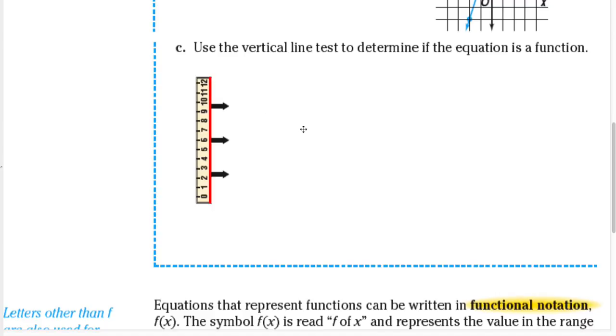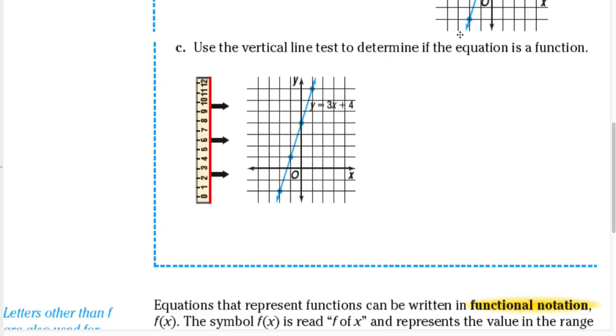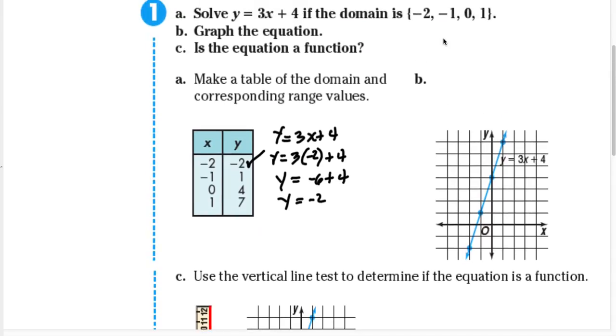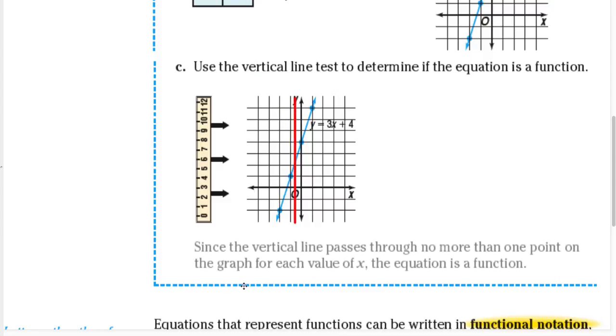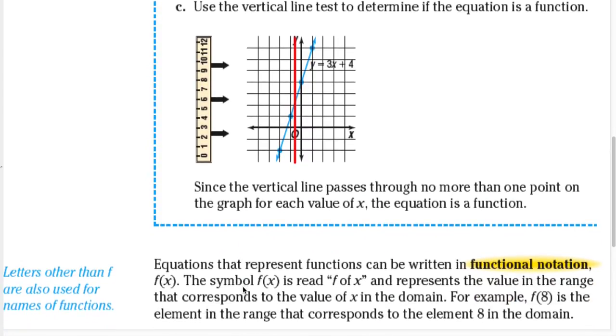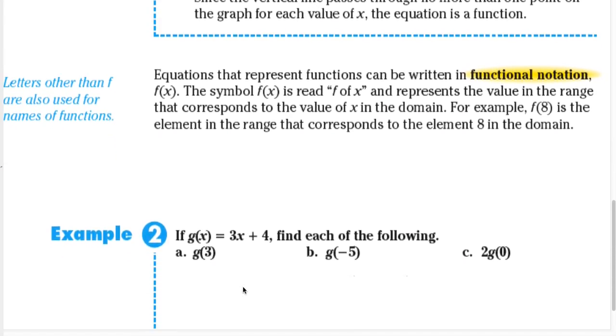So we get our ruler again, which creates our vertical line, and this is our graph from letter B, and we simply move that vertical line over to see if it intersects that line at exactly 1 point, and yes, it does. So this is considered to be a function. See, the vertical line passes through no more than 1 point on the graph. For each value of x, the equation is considered to be a function.